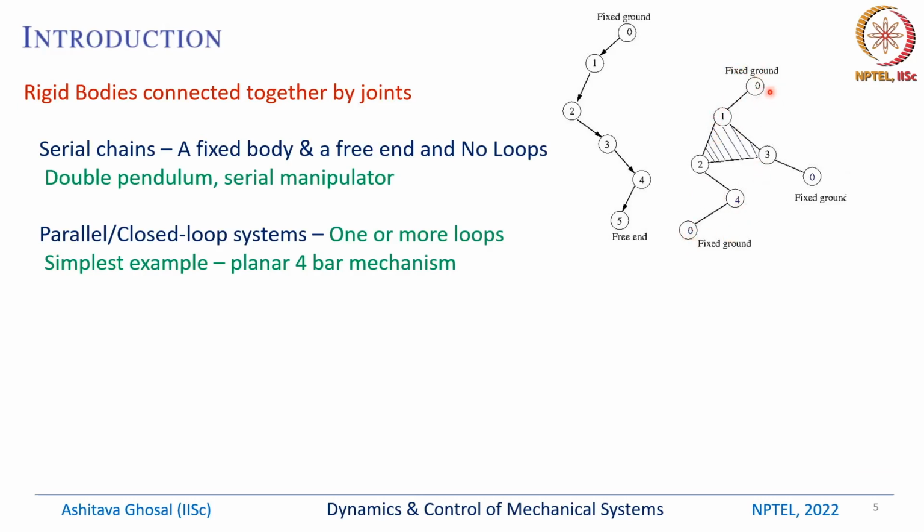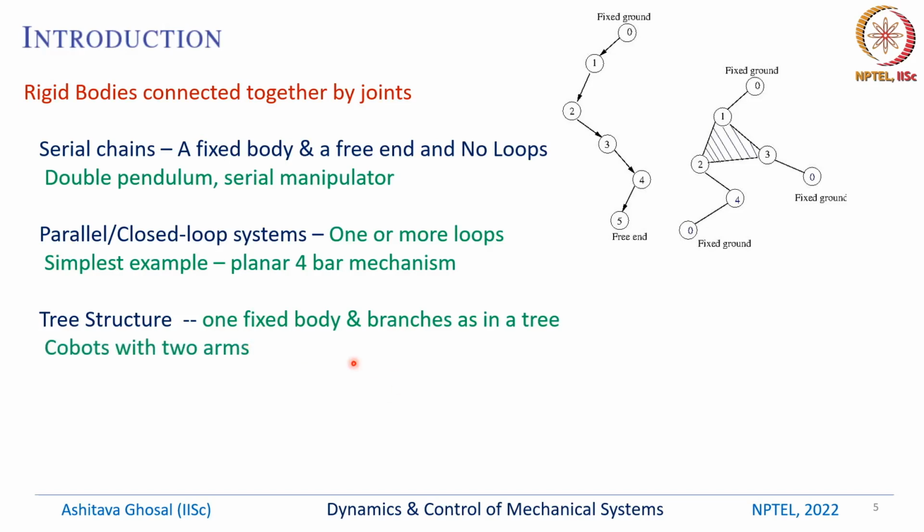Okay, so we are starting from a fixed ground and we are again coming back to the same fixed ground. So this is called a loop. So in parallel mechanisms or closed loop systems, we have these loops. We can also have something called a tree structure, which is basically there is one fixed body and there are branches as in a tree.